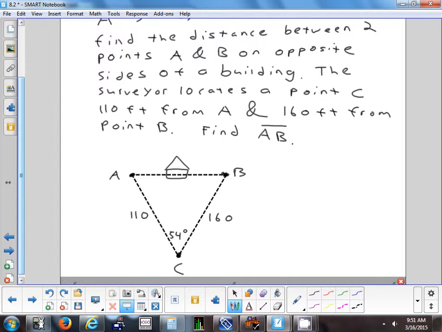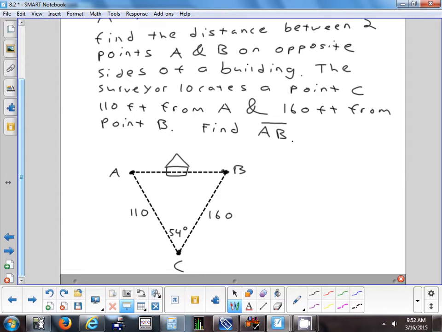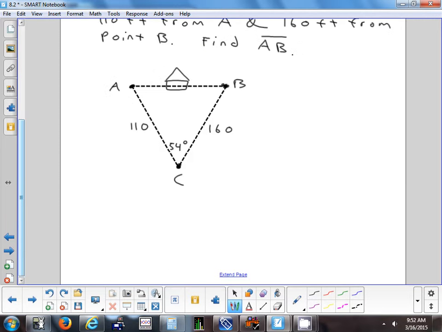Now, maybe in real life there's a river between these 2 points, or maybe it's a canyon and they're trying to measure across it. If they can walk to each side of the canyon and figure out how far away they are from point A and B, and then measure the angle between the two, it makes finding this distance very easy. What kind of triangle is that? Yep, this is side angle side.